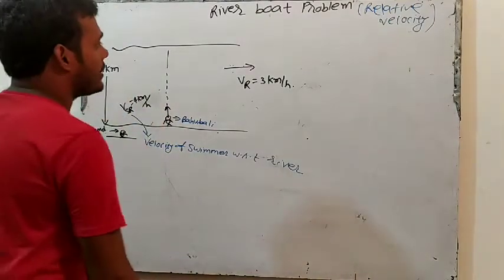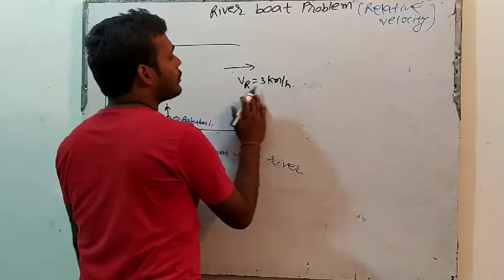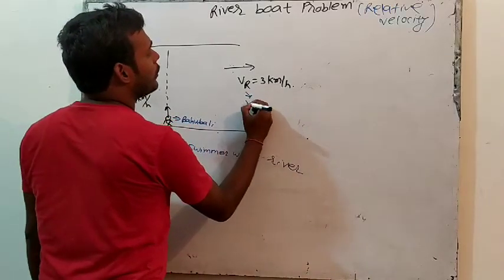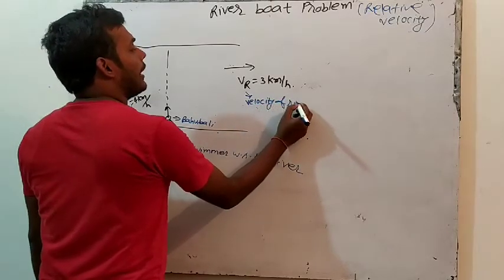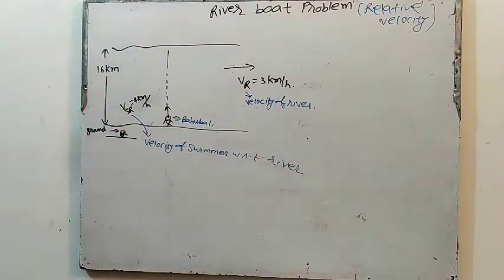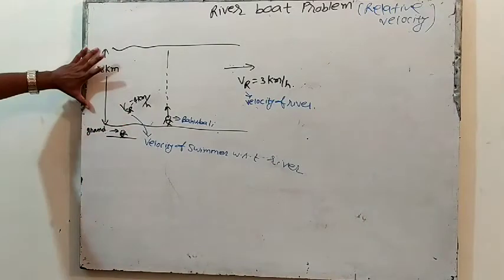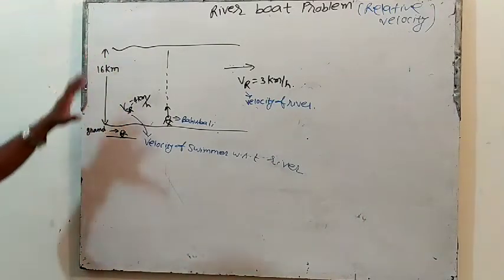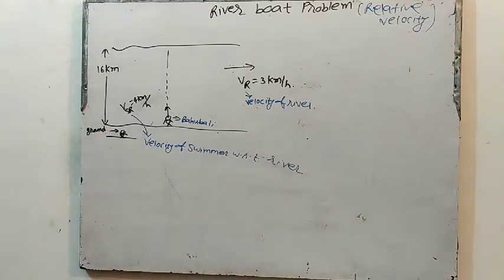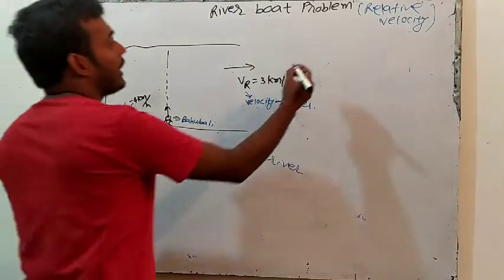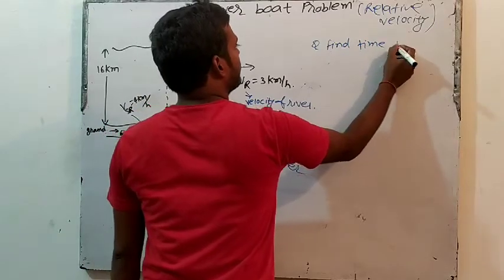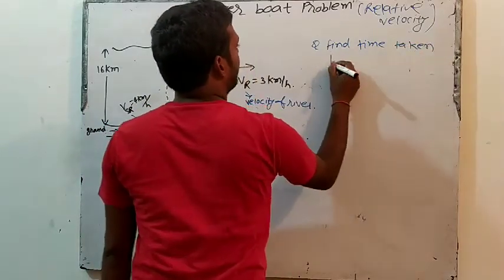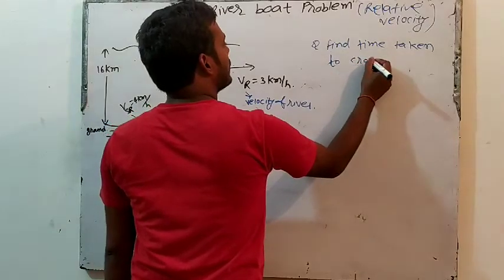This data is given in the question, and they have also given the velocity of river. VR means velocity of river, which is 3 km per hour, and the width of the river is 16 km. And then they are asking the question: find the time taken to cross the river.